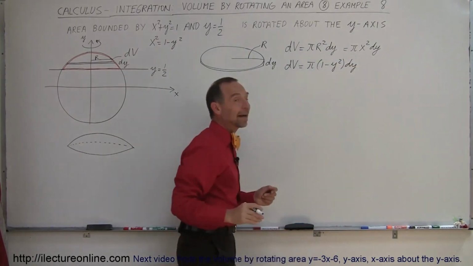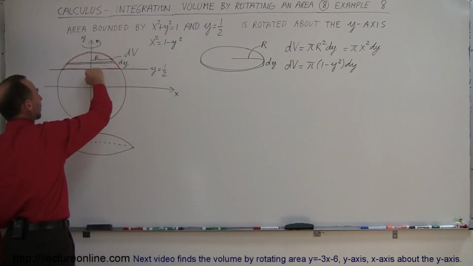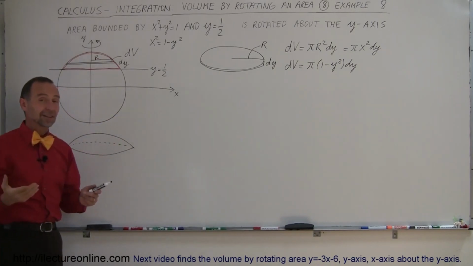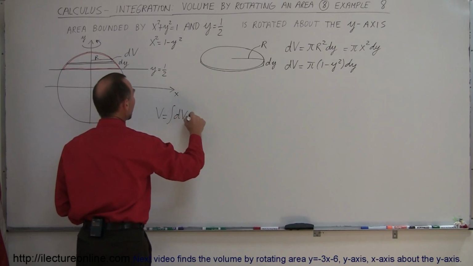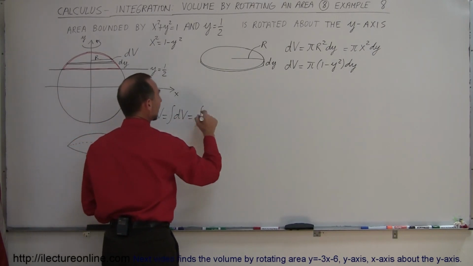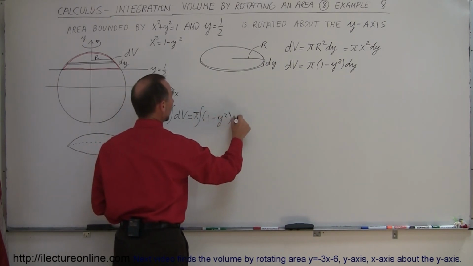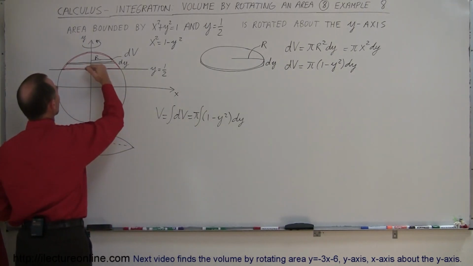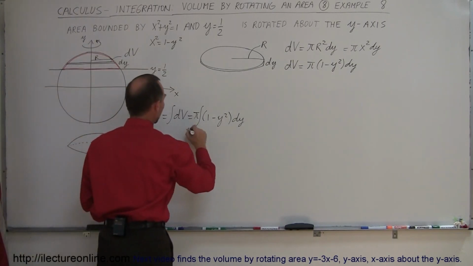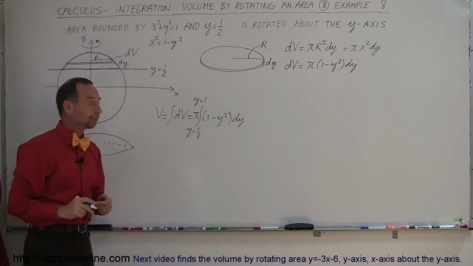And now I'm ready to integrate that. Now I can find the total volume, because what I'm going to do is slice this all up and add up all the slices, summing up all the slices like taking the integral. So therefore V is equal to the integral of all the little dV's, which is equal to the integral of all d. And I can take the pi outside the integral sign. So pi times the integral of 1 minus y squared dy. And the limits of integration, I'm going to integrate from here to there. So that would be from y equals 1/2 all the way up to y equals 1. So from y equals 1/2 to y equals 1 are the proper limits in this case.